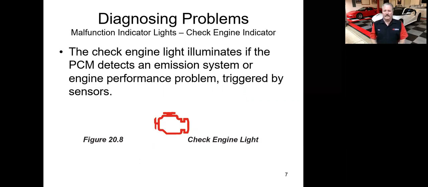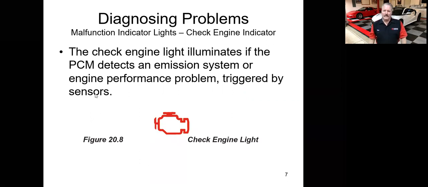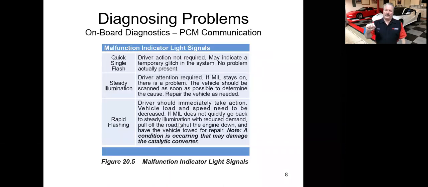It illuminates if the power control module detects an emission system or engine performance problem triggered by one of the sensors. If the emissions coming out of the tailpipe are higher than federal standards, it's going to turn this light on your dash. This doesn't mean change your oil. This means you need to have it checked. If it just flashes one time real quickly, I wouldn't worry about it. Just keep an eye on it.